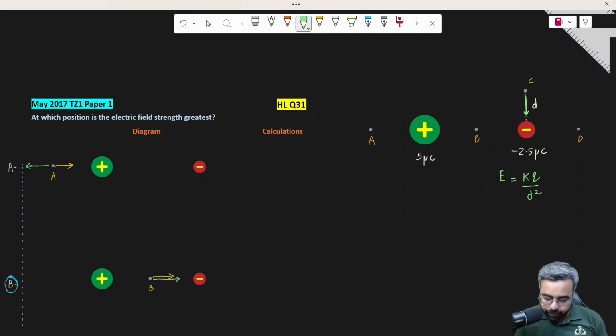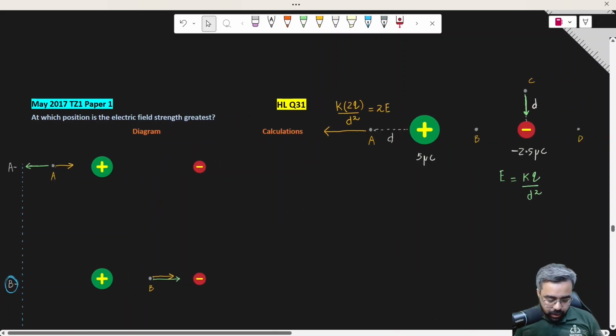It means that this distance is D as well. But this time, due to this positive charge, which is two times more in magnitude than the negative charge, don't you think that at that point it must produce an electric field two times of E? Because it is K into 2Q over D square. So that should give us 2E. If you understand this, we are ready to start one by one from the options.